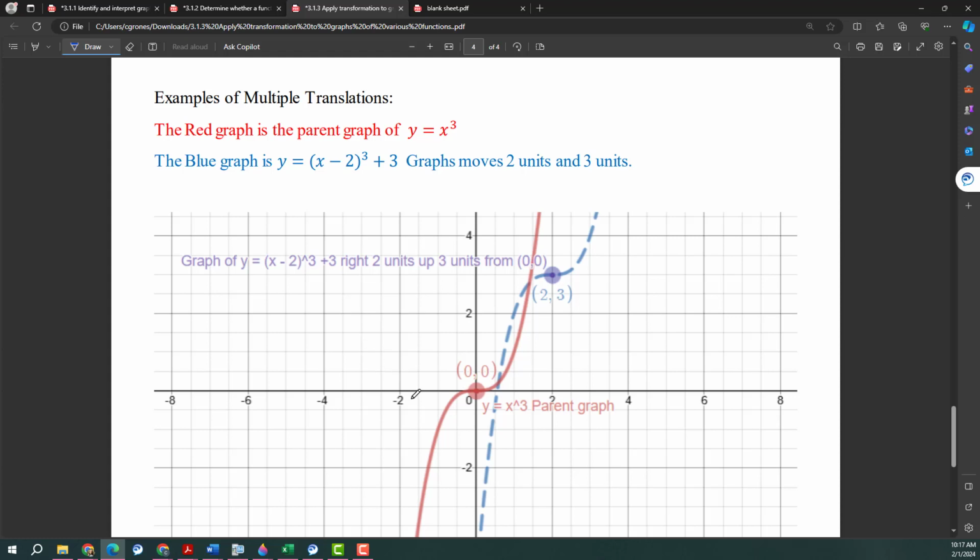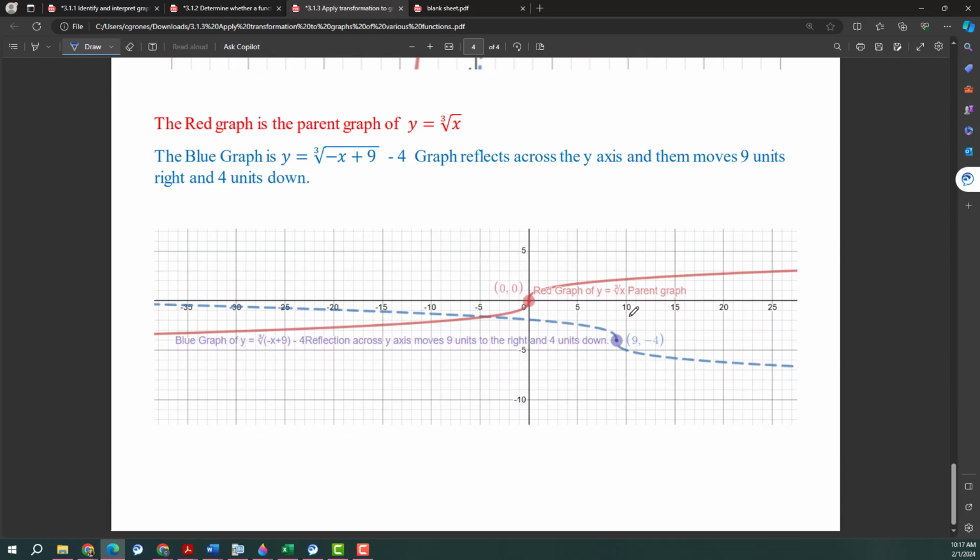And then you can also have multiple translations. So you just have to look and do them piece by piece. So check out these examples. I'm going to look at our homework.